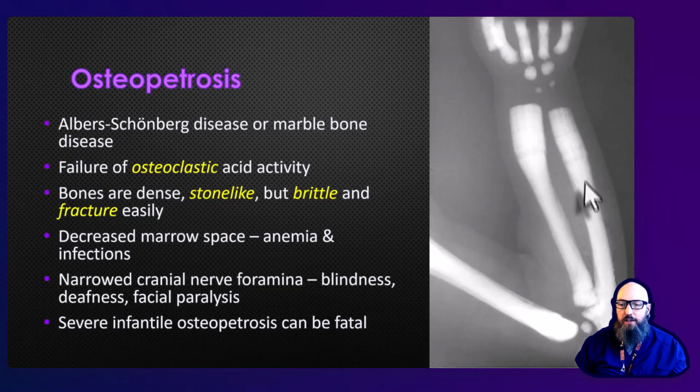And what is the effect of not having that marrow space? Well, what's made in bone marrow? That's where a lot of the blood cells are made, and so they'll be susceptible to anemia and infections. In some cases, it can narrow the cranial nerve foramina, which leads to blindness and deafness and facial paralysis. The severe type, as in a lot of diseases, the severe autosomal recessive disease can be fatal for infants.